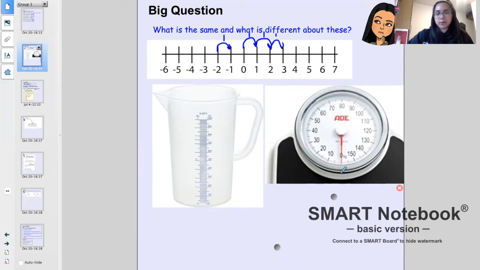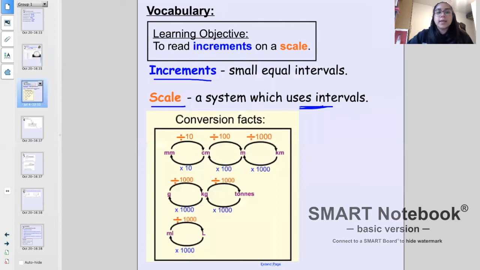So that's our scale, okay? But the little lines in between are called increments. Well done. Okay, let's have a quick recap of our conversion facts.